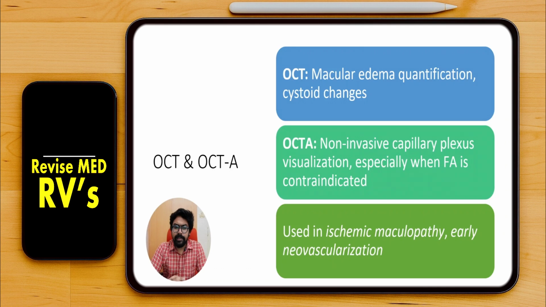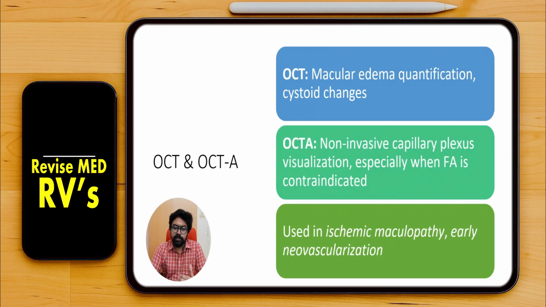Coming to the OCT and OCT angiography, OCT is used to assess macular edema quantification and to assess the cystoid changes. OCT means optical coherence tomography. OCT angiography is a non-invasive capillary plexus visualization, especially when fundus angiography is contraindicated. In optical coherence tomography angiography, they are using light waves to reconstruct the vessel anatomy, and they are not using any dyes or injection, which we usually use in case of FFA.